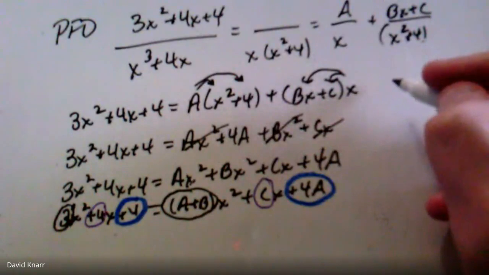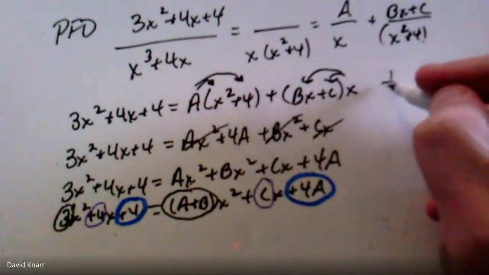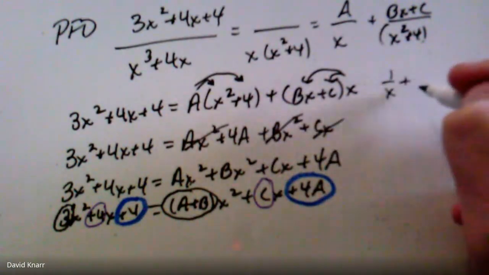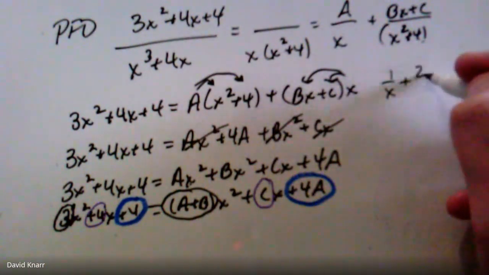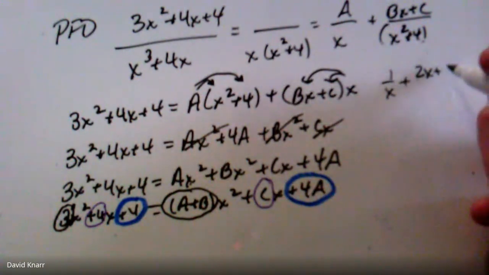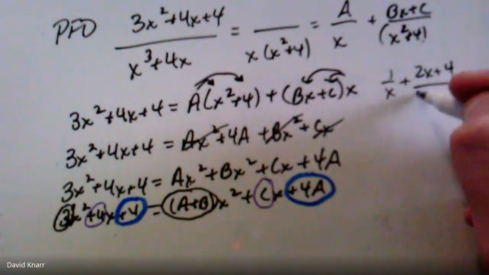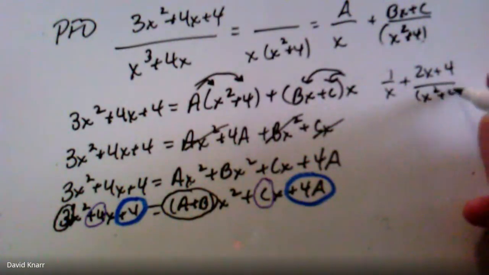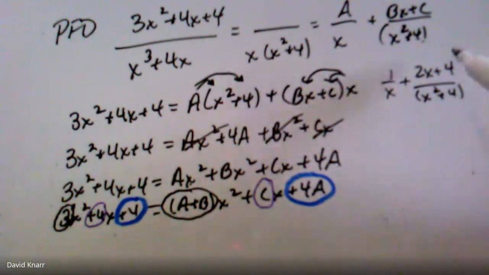So I got A is 1, right? So I have 1 over x, plus B is 2, right? So we have 2x plus C is 4 over x squared plus 4. And there's my answer. That's my final answer.